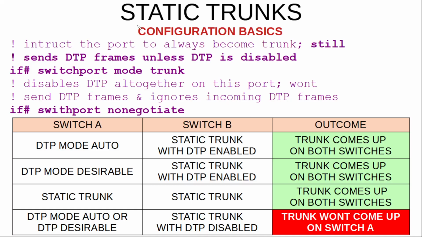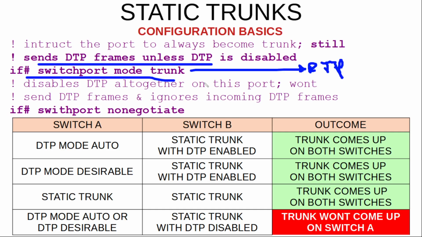Now you can also go for static trunks, where you instruct your port to always become a trunk. In this case, you are not disabling DTP. The port is in trunk mode, but is still sending DTP frames. But if you don't want to send DTP frames, you can disable DTP altogether and issue this command: switchport nonegotiate.